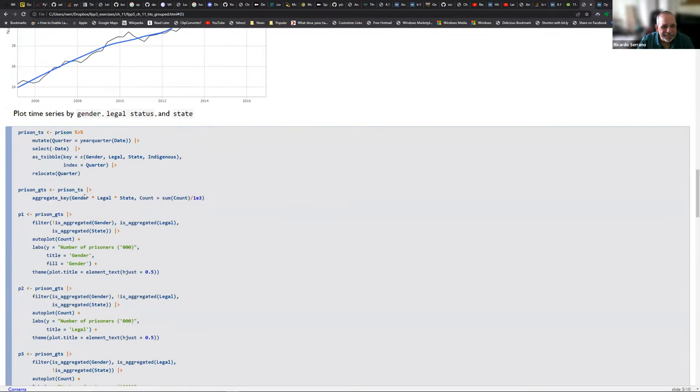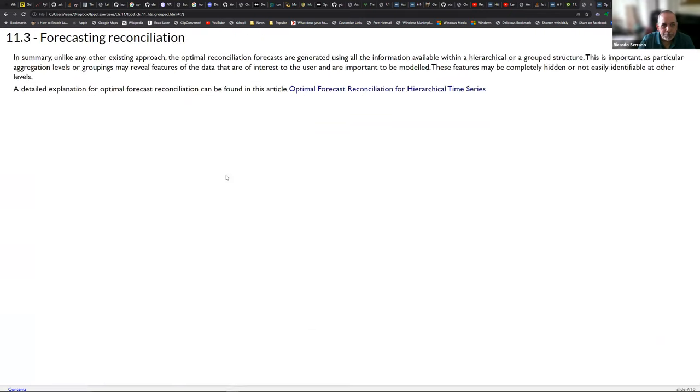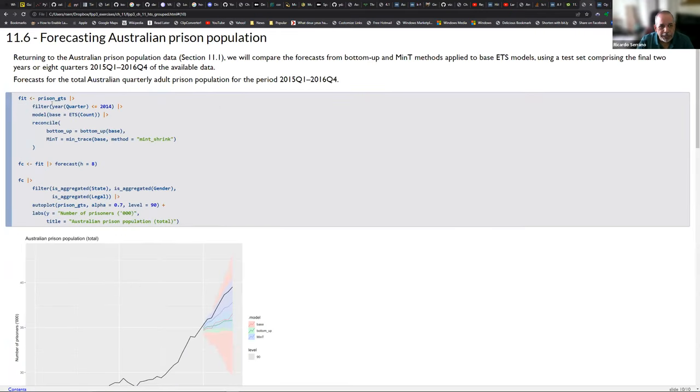Okay, the prison GTS is this one. The prison TS is the data by year and quarter, getting those keys: gender, legal status, and indigenous. Then we put the aggregation by gender, legal, and state. In other words, we're going to do the interaction of gender, legal, and state, and get the sum of the counts, the aggregation of the counts, of the prison population. So we're going to use that one, GTS, to fit it.